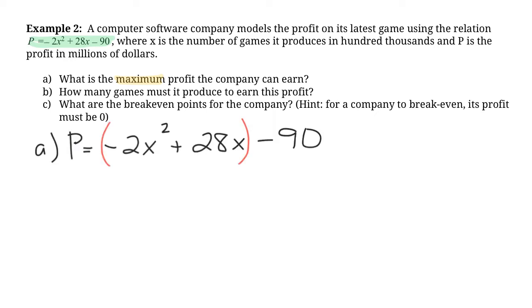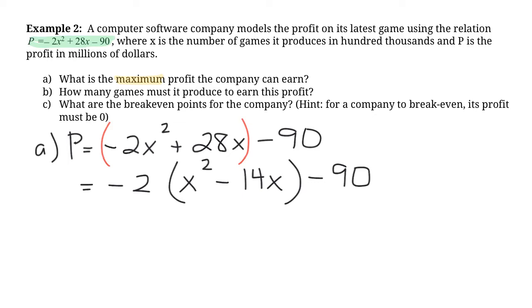So I've gone ahead and recopied the equation, and I've placed my first 2 terms inside a bracket. I need to find a common factor between negative 2 and 28. So a common factor that I can pull out would be a negative 2. And then inside the bracket, I'm going to write what would be left over. So that would be x squared minus 14x. And on the outside of my bracket, I still have a minus 90.